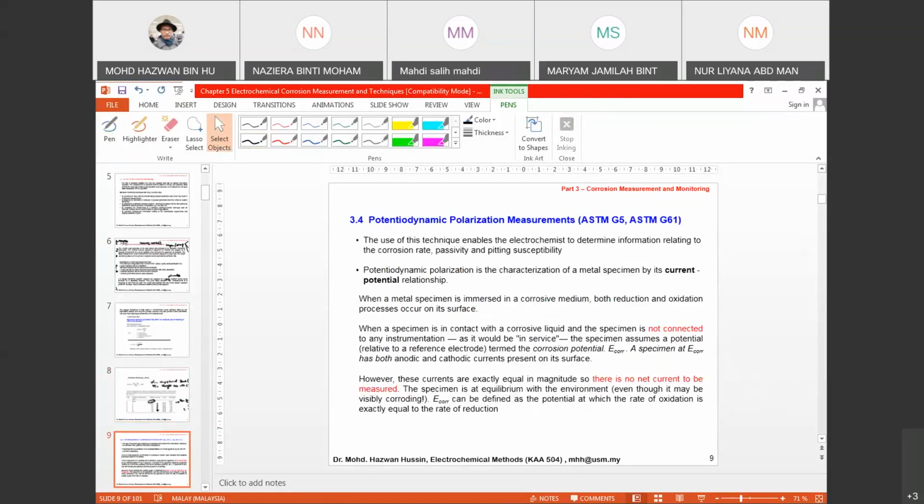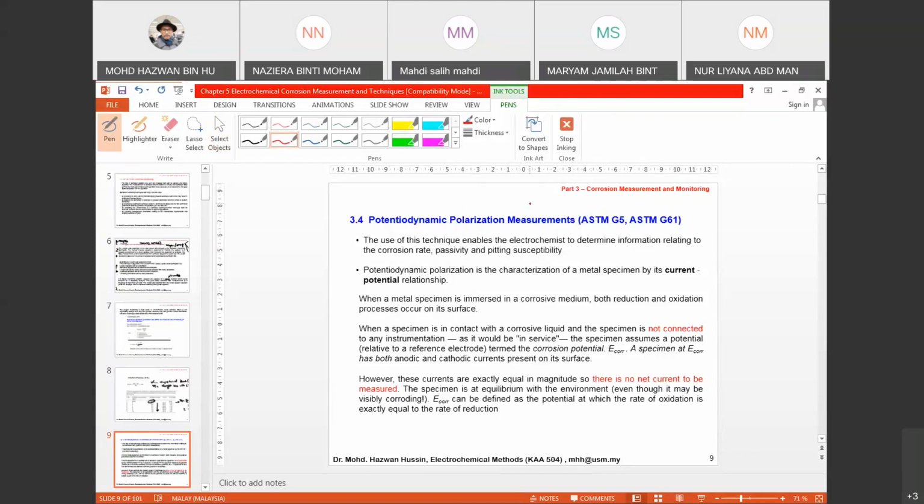Okay, so we are moving on to the next part, which is basically on electrochemical techniques. The first one is known as potentiodynamic polarization measurement. And this method has a standard reference, ASTM.